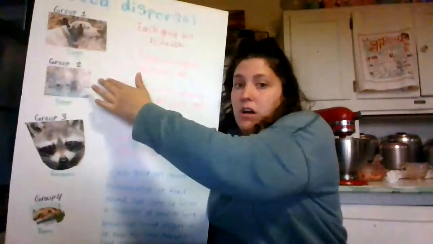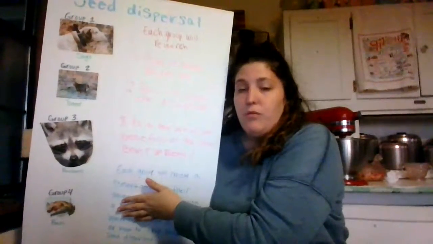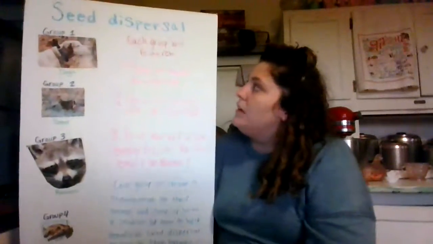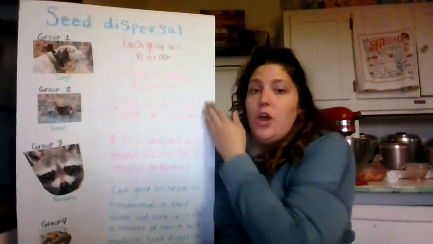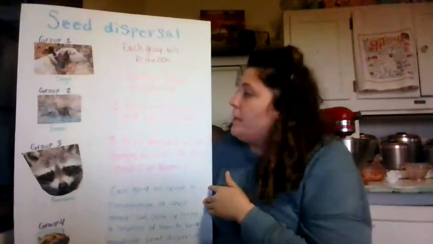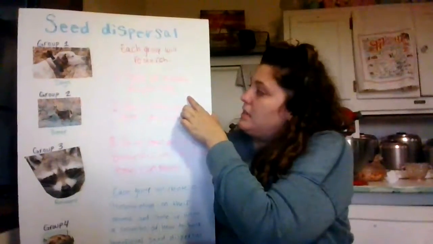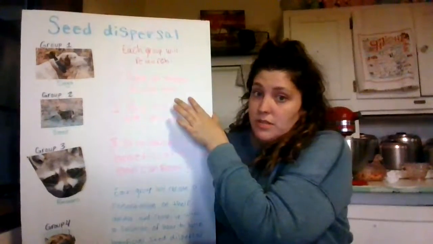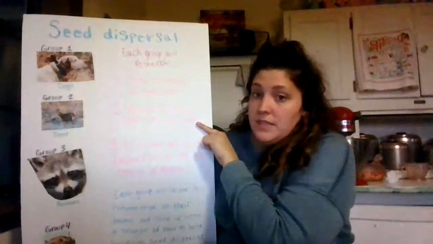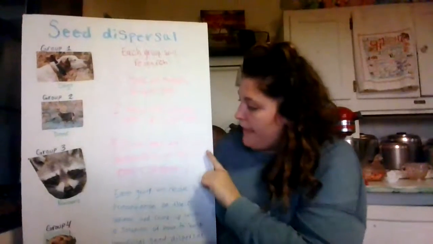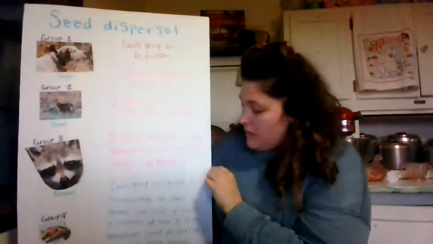Group 1 will have dogs, Group 2 will have deer, Group 3 will have raccoons, and Group 4 will have bats. So each group is going to be assigned 3 topics that they need to research based on their animal. Number 1, they're going to figure out what type of seeds that animal disperses. Number 2, they're going to figure out how the seed is dispersed by that animal. And number 3, is it harmful or beneficial to the environment?